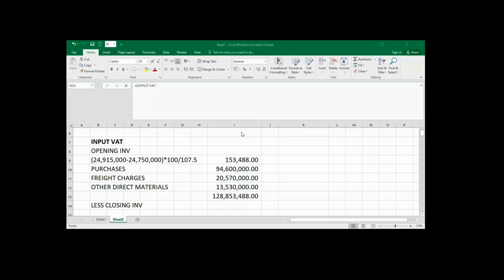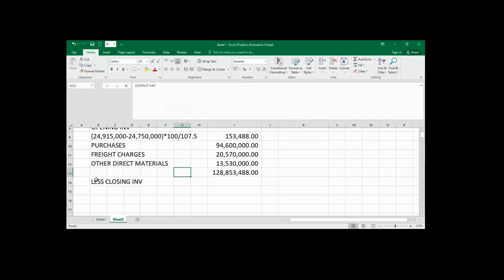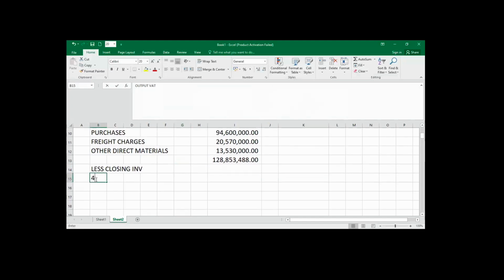In the question, we are told that closing inventory, VAT inclusive, is 40 million, 865. We are not told that there is any information included in closing inventory. We are only told it is inclusive. We also convert it to VAT exclusive, because our purchases is VAT exclusive. So our closing inventory will be 40,865 times 100 divided by 107.5.